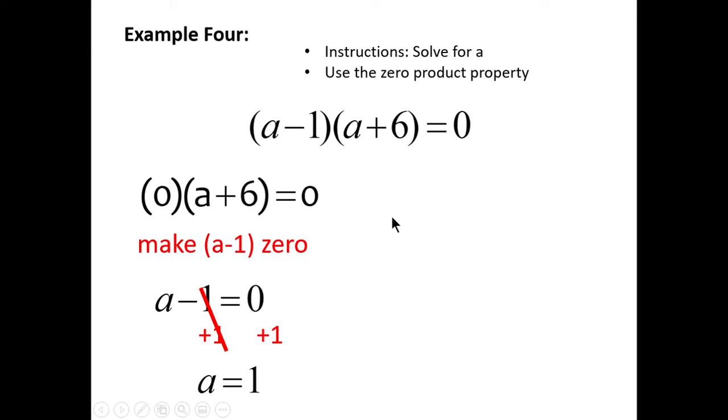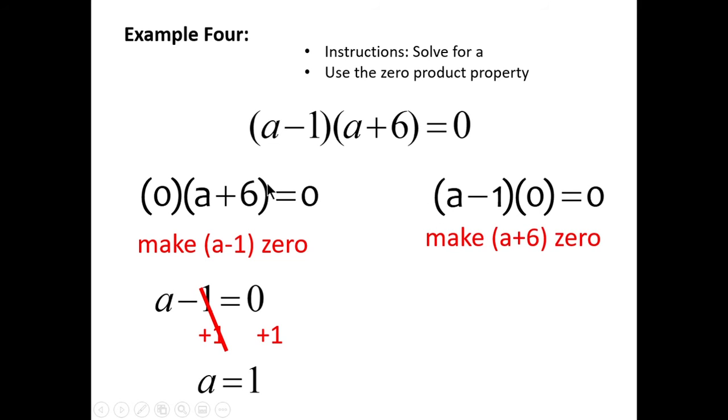All right, but wait, maybe that's not the only way to solve this equation. Because also, if this a plus 6 was 0, then you'd have a minus 1 multiplied times 0, which equals 0. This would be true. So the other way that we could solve this equation is for whatever the a is that would make a plus 6 into a 0. Well, what makes a plus 6 equal to 0? What would a have to be for a plus 6 to be 0?